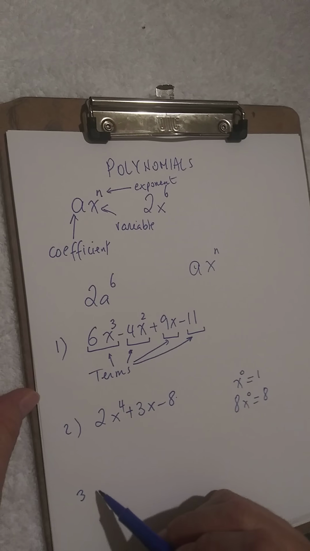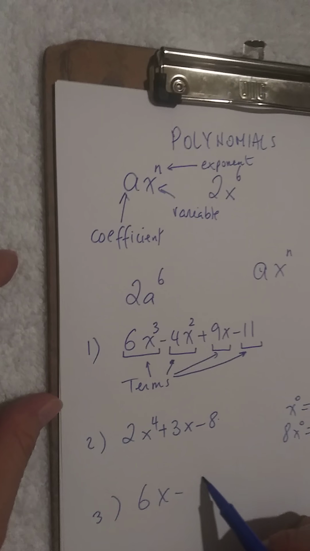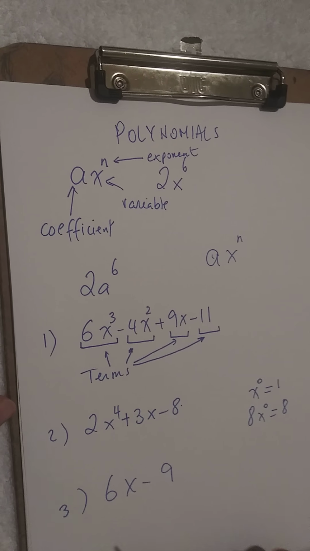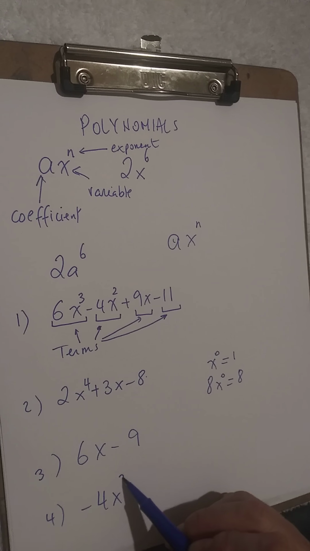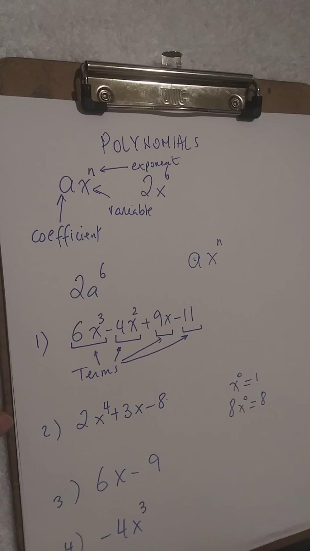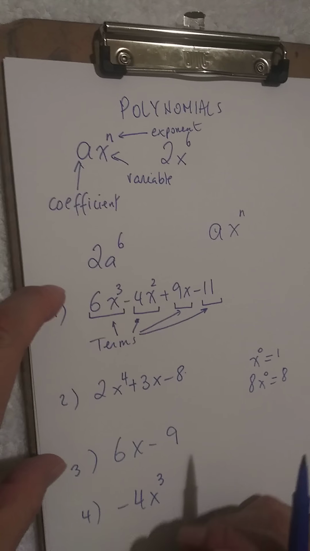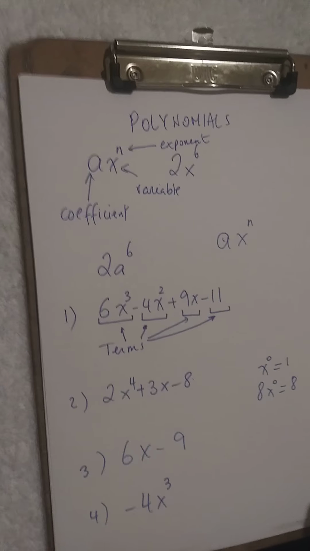Here's another example. 6x minus 9. Here's another example. Minus 4x cubed. So all of these are polynomials, and that's what a polynomial is.